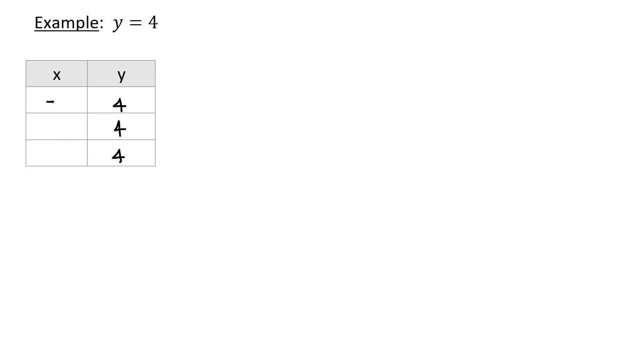So let's try -4, 0, and +4. So that will give us the points (-4, 4), the point (0, 4), and the point (4, 4). But it will be a horizontal line through the value y equals 4. And again, if we plot our 3 points and connect them with our line, we see we have the horizontal line through the point y equals 4.